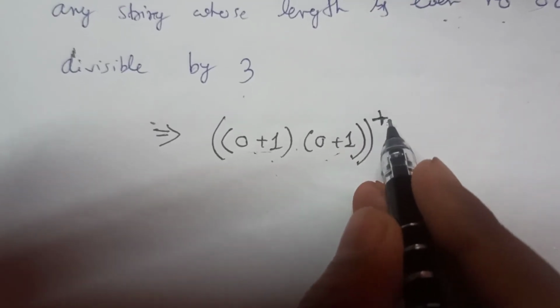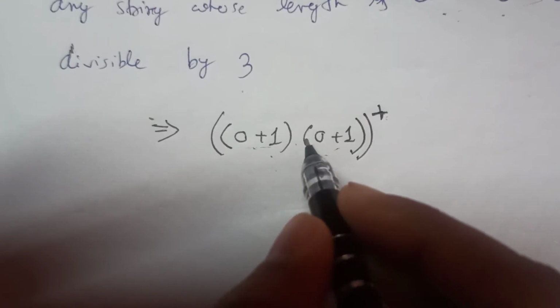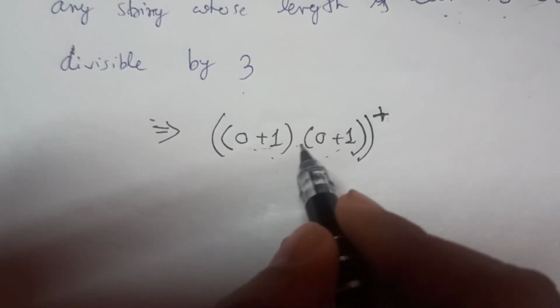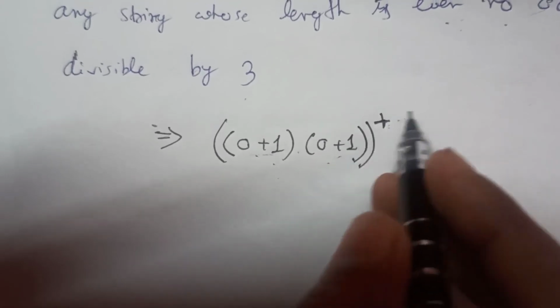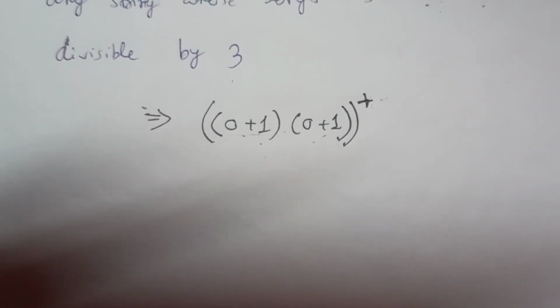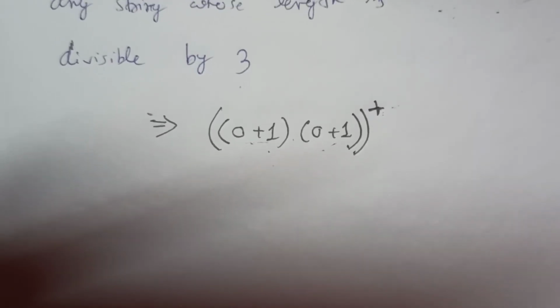Okay, if the star can also become null, we already know. So if it is null, then it is length 0. If it is 1, then it is length 2. If it is 2, then it is length 4. So this star makes the length any multiple of 2. So it can be 2, 4, 6, 8, anything.